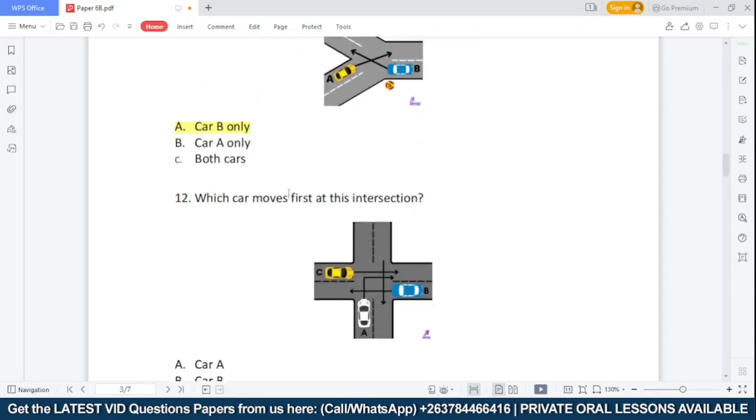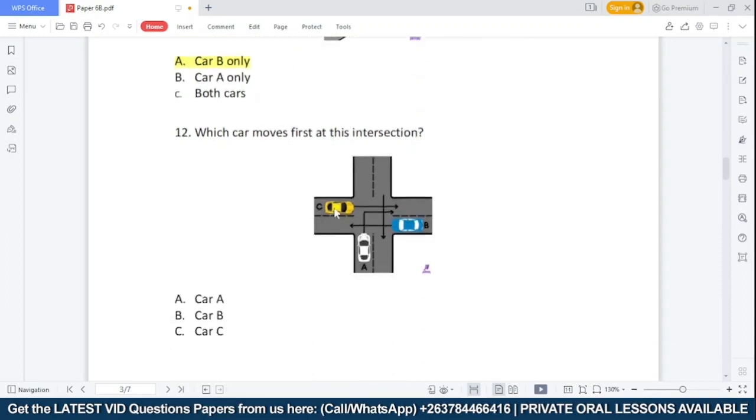Number 12, which car moves first at this intersection? So we have three cars here, car A, car B and car C. Which car moves first? You can see that car C will give the right of way to car A under rule 1, which says give the right of way to cars that are coming from your right. Then car A does the same for car B. So which car goes first? It has to be car B.